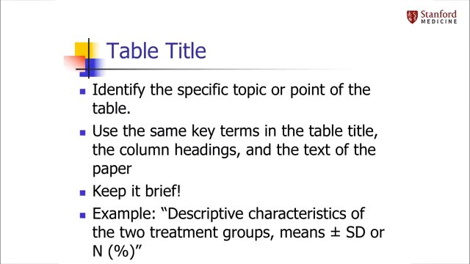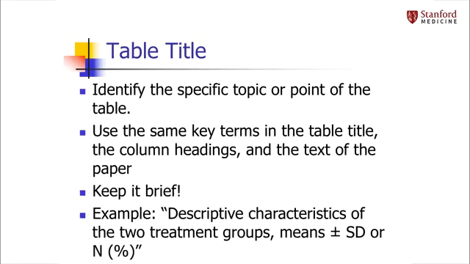Now let's talk about the format of tables. Every table has a title, which should identify the specific topic or point of the table. Remember, every table tells a story, and the title should give a quick synopsis of that story. Be sure to repeat the same key terms in the table title, the column headings of the table, and in the main text of the paper. Be consistent so that you don't confuse your reader.